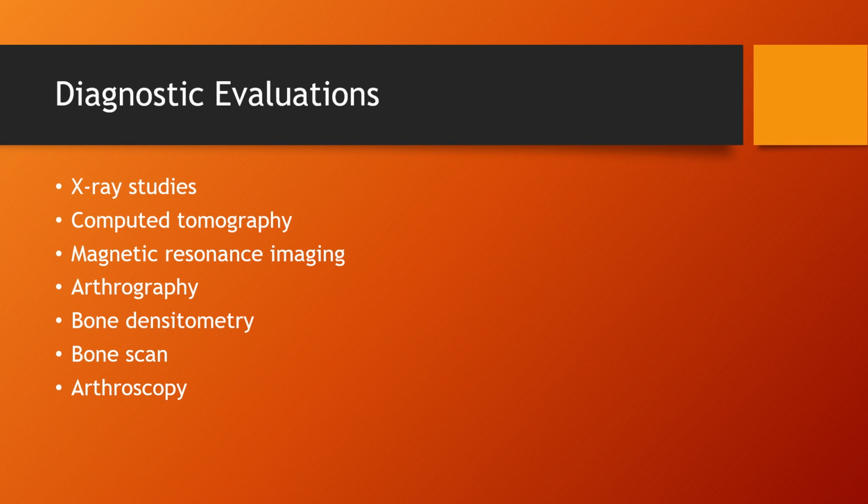So an increased uptake of radioisotope is seen in primary skeletal disease, such as osteosarcoma, metastatic bone disease, inflammatory skeletal disease, such as osteomyelitis, and certain types of fractures.